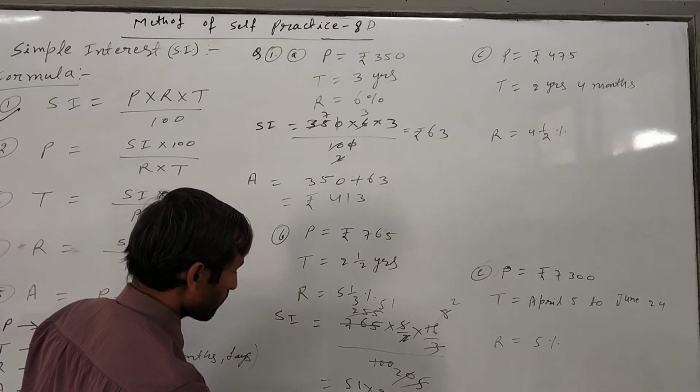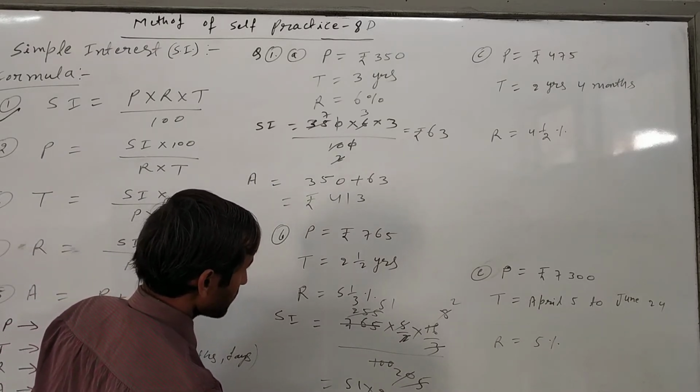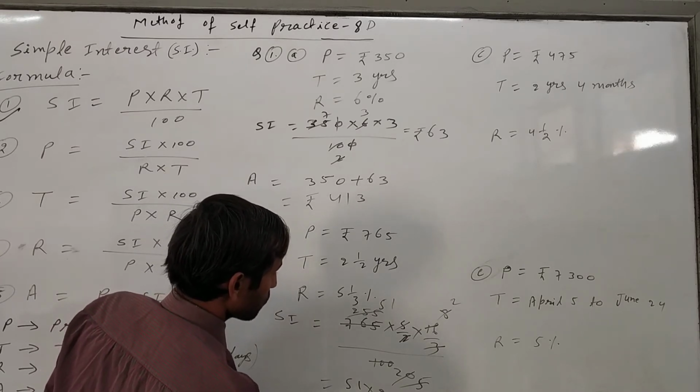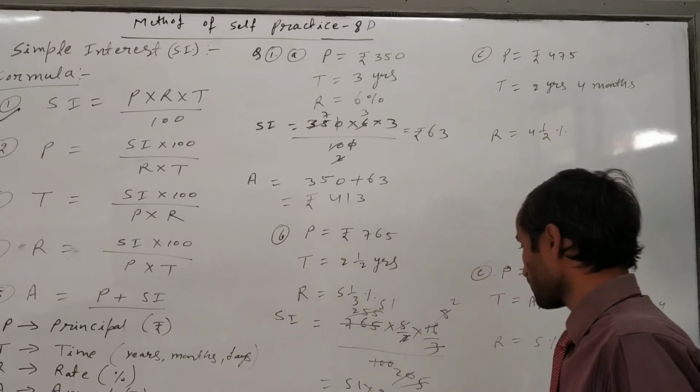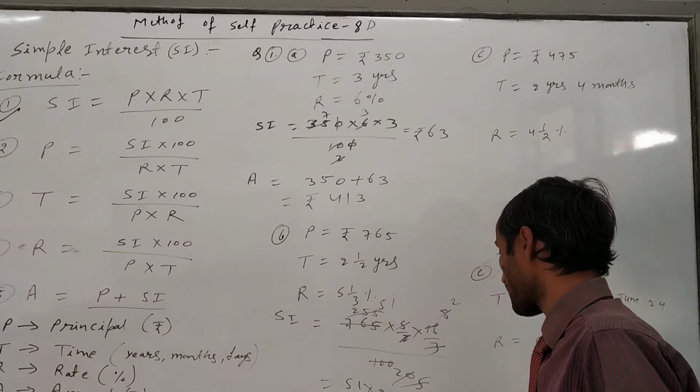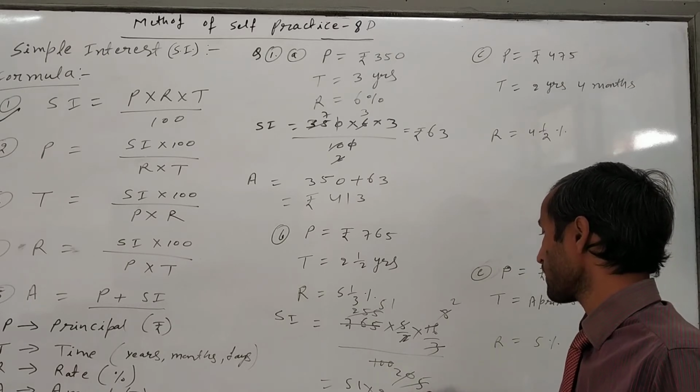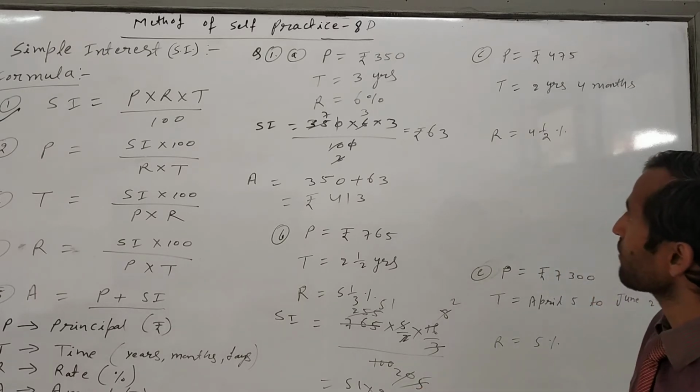Just add: amount is equal to P plus SI. So 765 plus 102. How much will come? 7, 6 and 8, so 867 rupees will come. And SI is 102. This is the final answer.